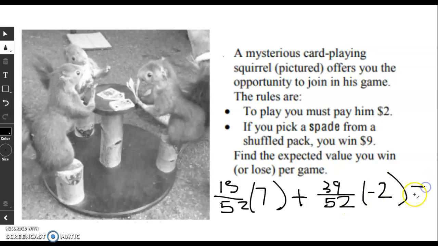So then when I put this in my calculator, multiply and add my numbers, my expected value that I get is 25 cents. I don't know if that's worth playing against squirrels. I definitely don't recommend it, though.